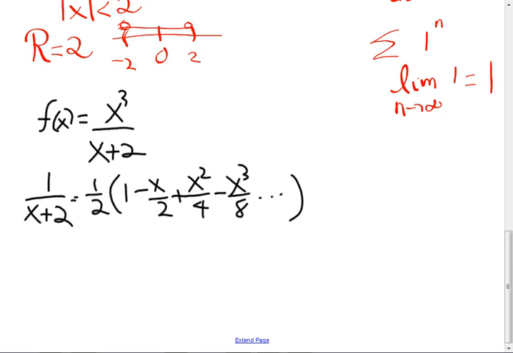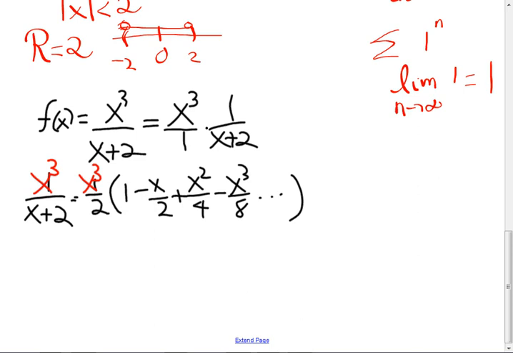How is this related to this one? It's so easy. Isn't this x cubed over 1 times 1 over x plus 2? It's going to drive you nuts when you see this. All you do is multiply the old series we just found by x cubed. So multiply it by x cubed. You could distribute it.